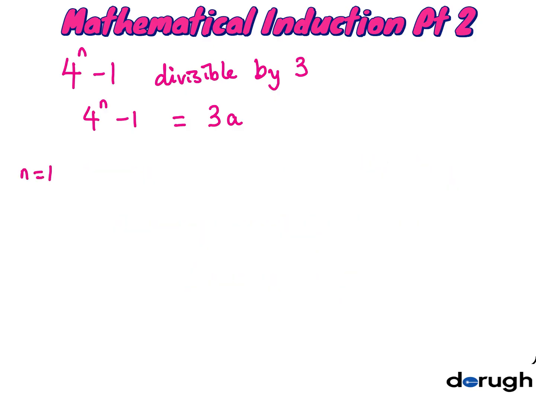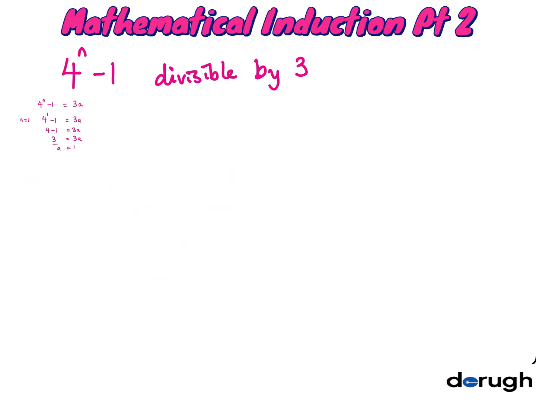So if n equals 1, what do we have? We will have 4 power 1 minus 1 equals 3a. 4 power 1 is 4. 4 minus 1 equals 3a. And that's 3 equals 3a. In which case, of course, we know that a will be 1. Since a is an integer, we know that this holds true, right? Because it is divisible. What we got, which is 3, is divisible by 3.